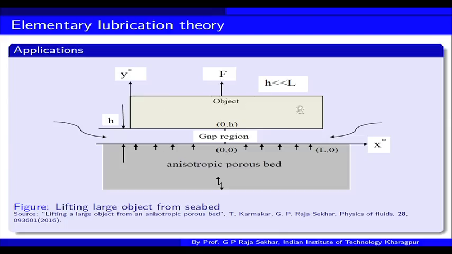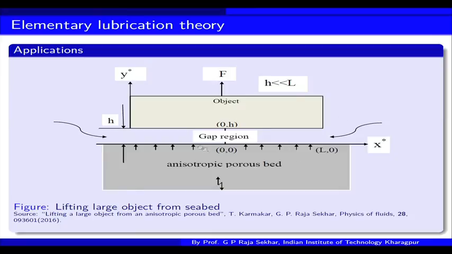Now if you visualize, there will be a thin gap where the object is floating, and if you start lifting, initially flow is coming from the bottom, and then once you try to lift, within this gap you have a lubrication approximation. Once you start lifting, the flow comes from the side, and then you have to overcome the corresponding lubrication force. With this idea, this particular problem has been solved, that has appeared in this article.